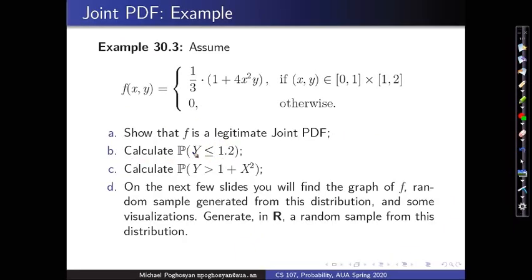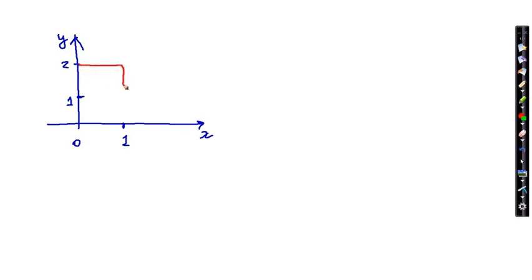So I'm erasing this, going back to our problem. Calculate the probability that y is less or equal than 1.2. So graphically, I'm drawing again a two-dimensional version of that. So 0, 1. First I am drawing the support, the so-called support, the set where f is non-zero. 1, 2, so I will have this square.